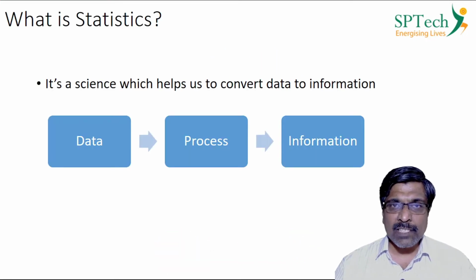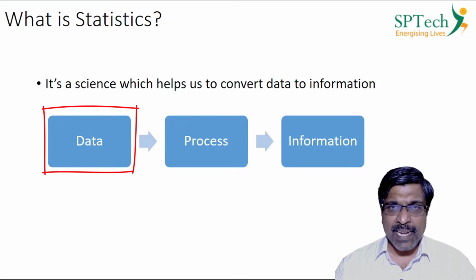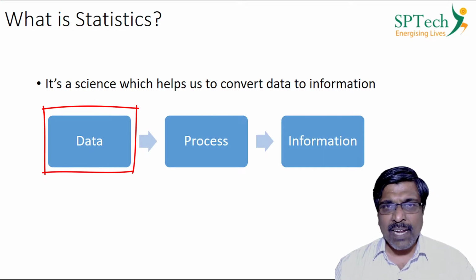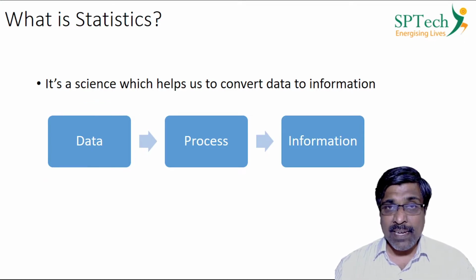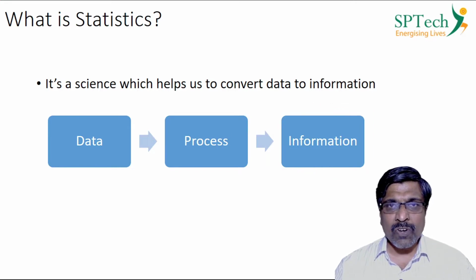What is statistics, by the way? Statistics is the art of converting data into information. So what is data? Data is generally a fact. Anything you see around you today is basically data. But data does not have any significance unless you convert it into information. Therefore, we need to process the data in order to get information. Information is sometimes also called meaningful data.